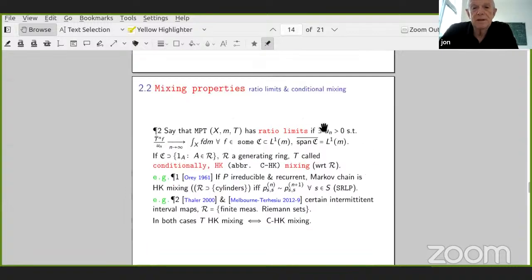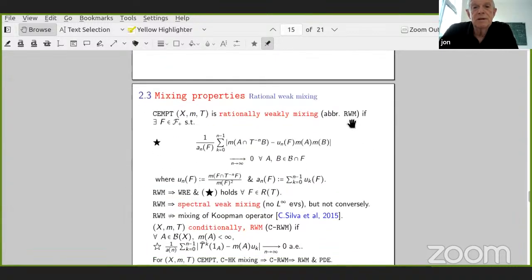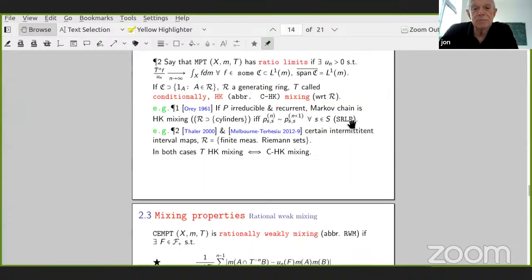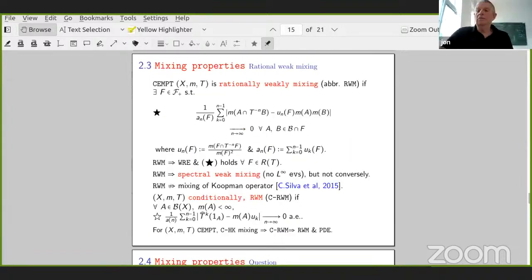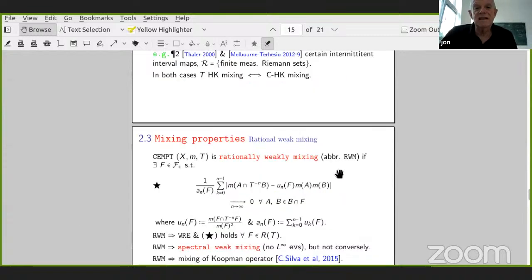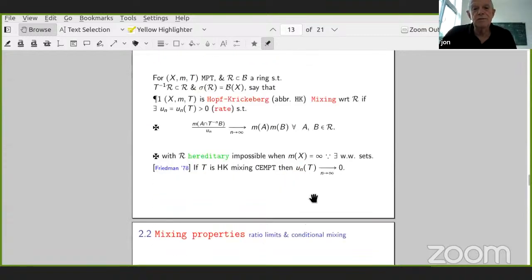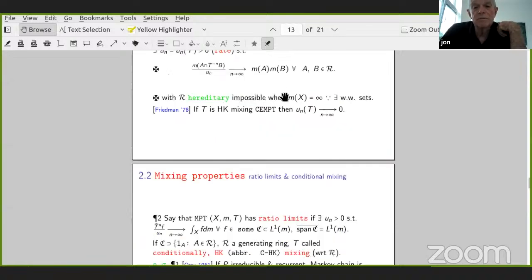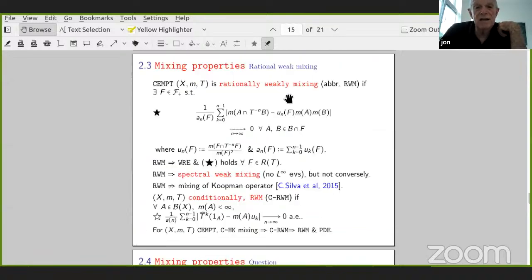Okay. So now we get to measure theoretic properties. Basically, we had this problem of weakly wandering sets that we can't really say anything about. We can't say much measure theoretically about these guys because we can't have a hereditary ring. So how do you get around that? You say, well, I'm going to do rational weak mixing. And so here's the definition of rational weak mixing.